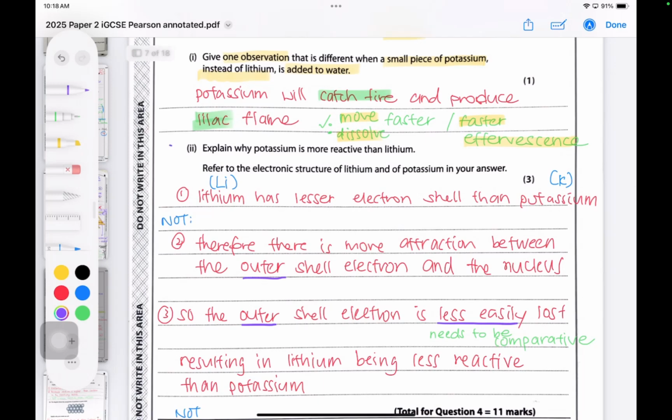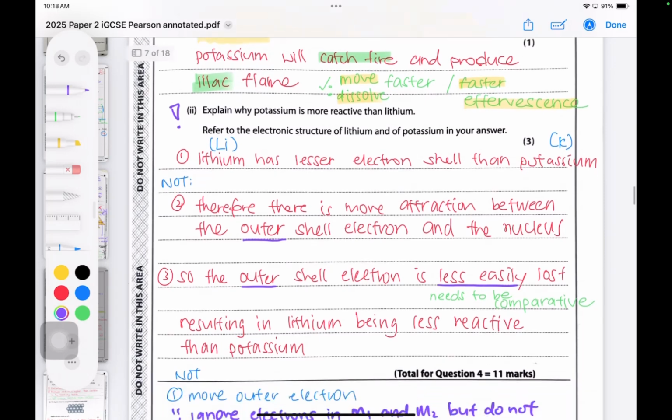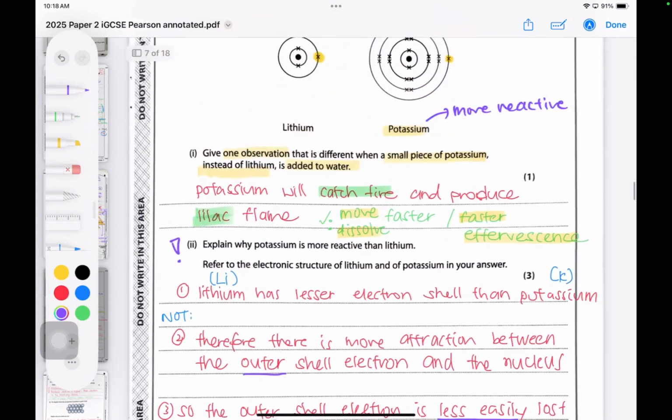I would say it's a classic paper 2 question, because this can only be tested in paper 2, right? So this is content that only separate science students will be exposed to. But if you are only taking double award and only doing paper 1, this is also a very good question for you to deepen your understanding of why exactly potassium is more reactive than lithium.